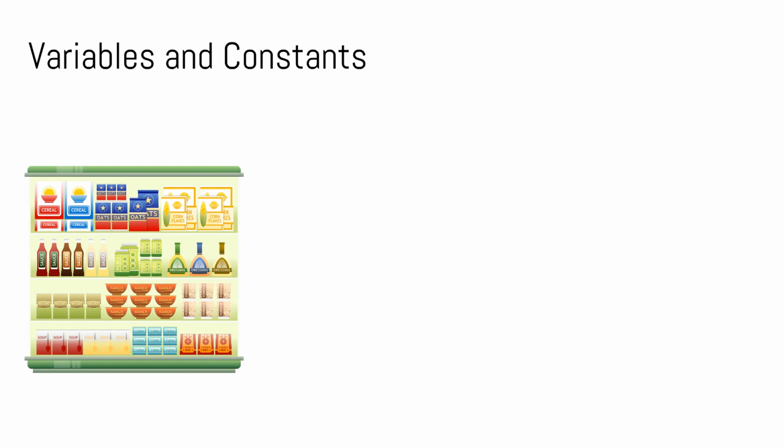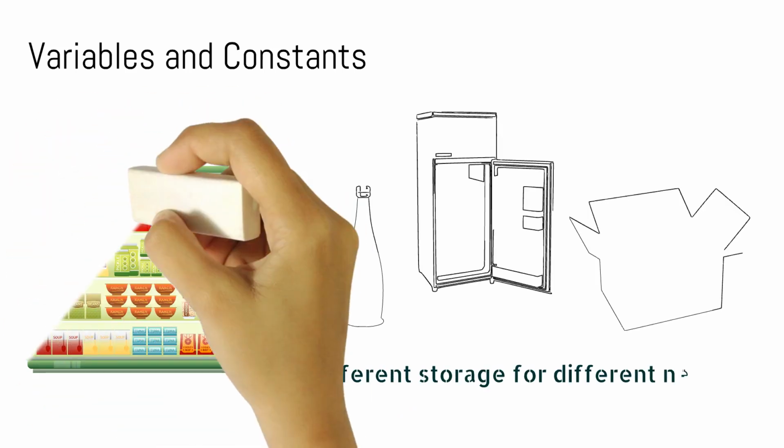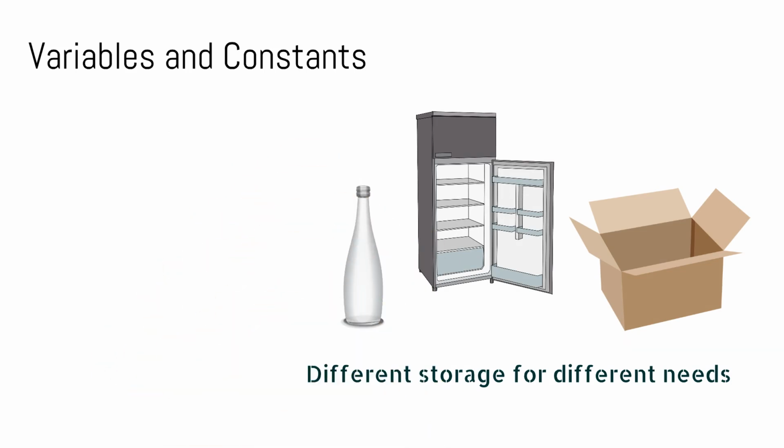A variable in a computer programming language allows the contents of the memory to be changed or altered during the program. Now back to the supermarket again. You can have different types of items in the supermarket. For instance, you might be selling frozen items and liquids as well. Frozen items are stored in the freezer, while liquids are stored in bottles. But solids such as fruits are stored in boxes.